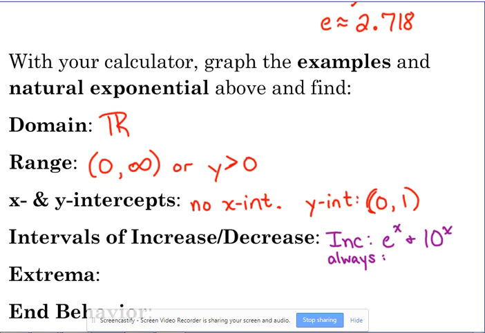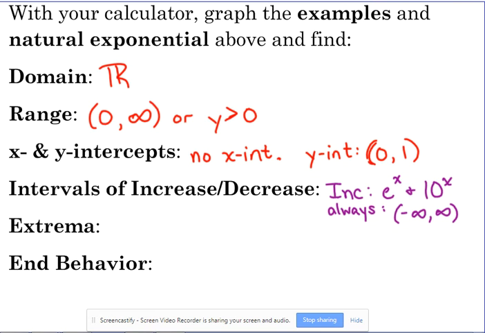So we would write negative infinity to positive infinity. Because remember, we use our x values. So all the way from x equals negative infinity to x equals positive infinity, moving left to right, those 2 are always increasing. So the other 2 were always decreasing. Okay, and so that's still negative infinity to positive infinity, but it's decreasing. And so that was 1/2 to the x and 5 to the negative x.